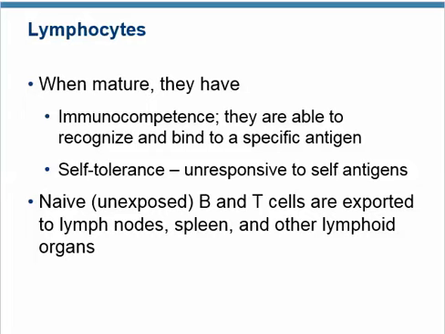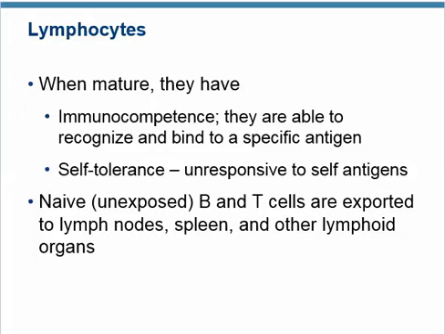So these things are made in the bone marrow. If they're B lymphocytes, they become competent in the bone marrow. If it's a T lymphocyte, it becomes competent in the thymus. And then they're transported to the lymph nodes, to the spleen, to the tonsils, to other lymphoid organs that we've talked about in the past, where surveillance actually takes place, where these things can work.